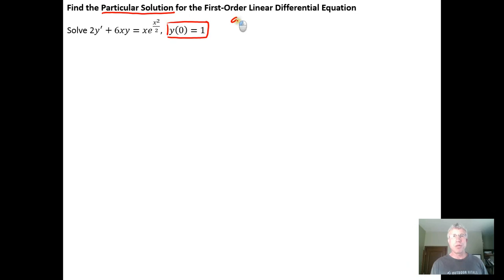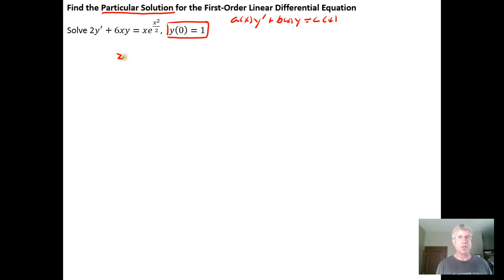Remember, a first order linear differential equation has the form a of x times y prime plus some function of x times y equals some function of x. And so we have a function of that form. The constant 2 is a function of x, 6x is a function of x, and our c of x term right here is just a function of x. So it is a first order linear differential equation.